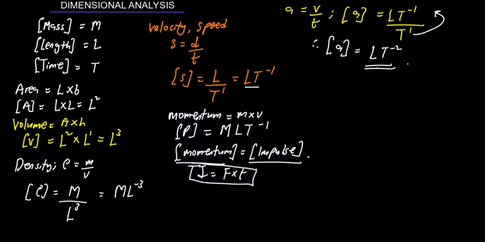All right, let's now look at the dimension for force. F is equal to mass times acceleration. So the dimension of force will be equal to what? Check it out. Mass dimension is what? Capital letter M. And acceleration is what? LT minus 2. And that is it. As simple as that. So let's look at surface tension.